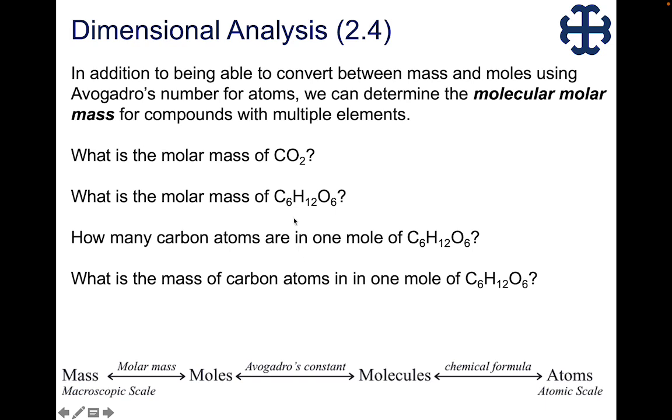If, for example, you have C6H12O6 and you need to find the number of carbon atoms, then you can use Avogadro's number to get between moles and molecules, and then you can use the chemical formula. So, for example, we have 6 carbons for every 1 molecule of C6H12O6, so we could use the chemical formula to find the number of atoms.